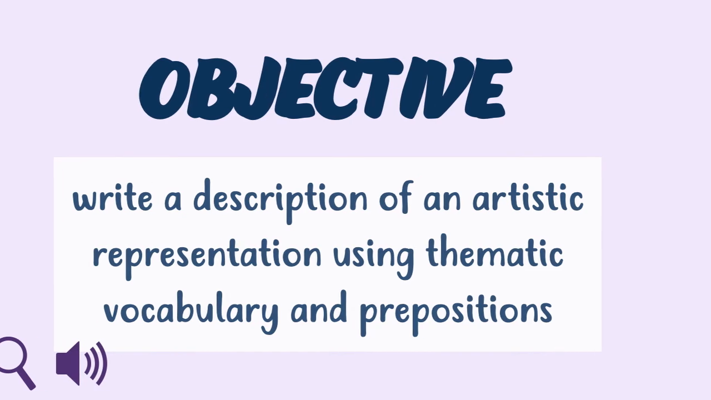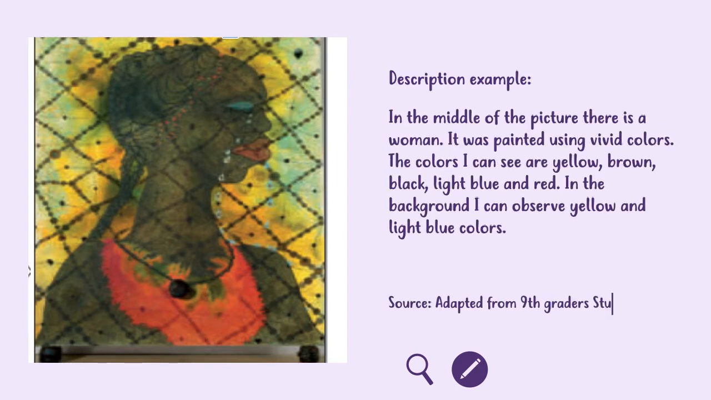Now, let's have a look of what the challenge looks like. Here we can see an example of an artistic representation, and a description would be: in the middle of the picture there is a woman. It was painted using vivid colors. The colors I can see are yellow, brown, black, light blue, and red. In the background I can observe yellow and light blue colors.